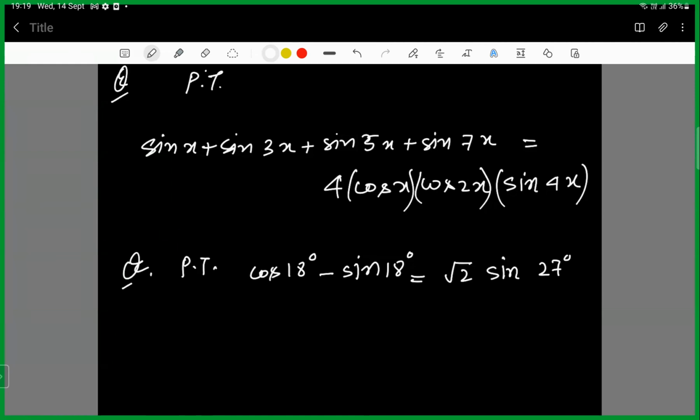Or what you can do, you can prove either that this is equal to this, RHS is equal to LHS or LHS is equal to RHS. Both are the same. You can start with root 2 sin of 45 minus 18. So you have sin A minus B. Now you need to apply the formula.